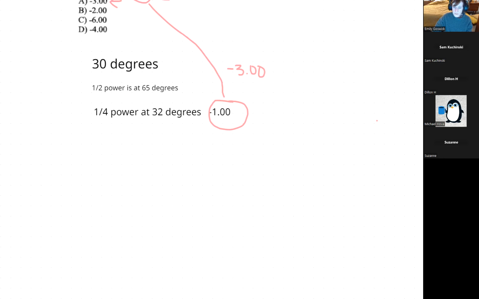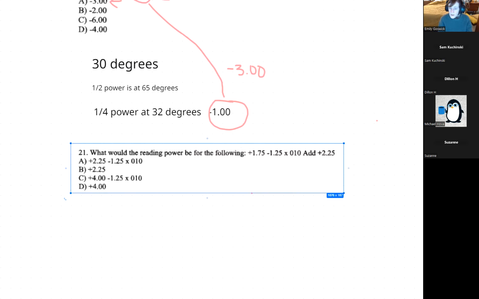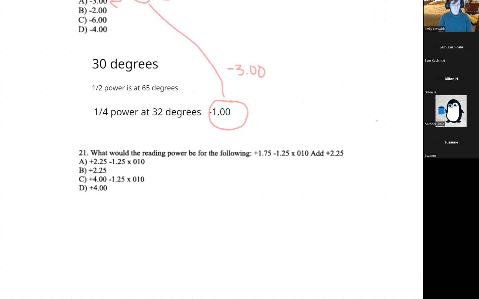It's funny because we just kind of talked about this in the optical training. But this question talks about making a reading prescription. What would the reading power be for the following RX? So pretty simple here. Plus 1.75 minus 1.25 at axis 10 with an add of 2.25.